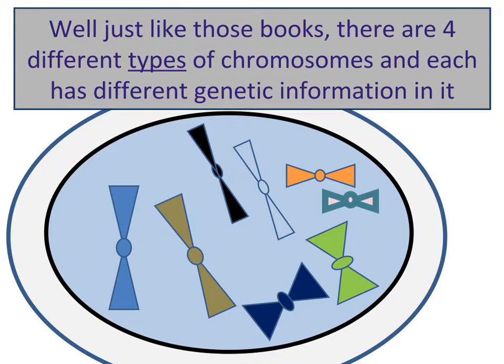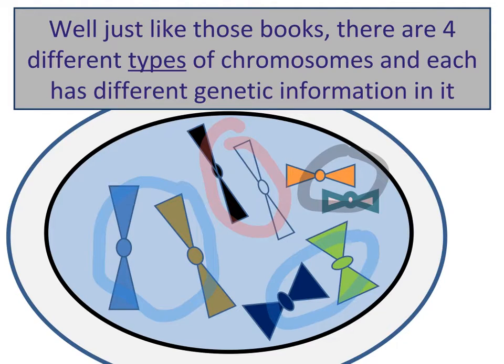Well, just like those books, there are 4 different types of chromosomes, and each of them has different genetic information on it, or in it. The genetic information on each of these is going to be different, and you could think of them like they make different books. They are telling different stories. So this chromosome would do vastly different things for the body than these chromosomes would, than these would. Maybe the one I just circled has the tarsier's hair color, and then these have eye color. Okay, regardless, the information within these chromosomes is going to be different.